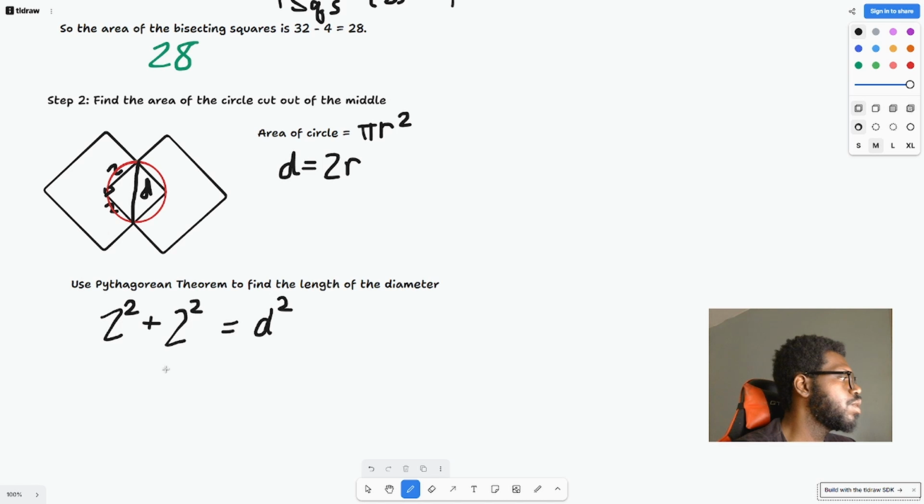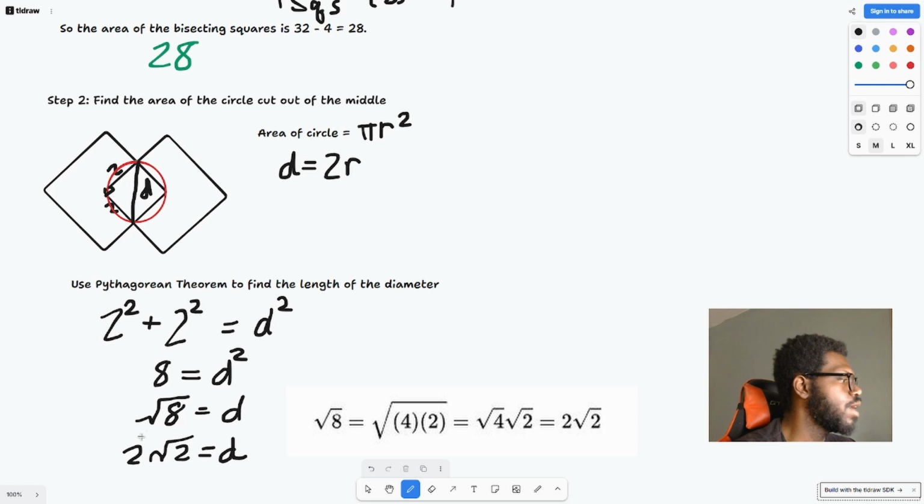2 squared is 4. 4 plus 4 is 8. Now we have 8 is equal to d squared. And we can take the square root of both sides to get that the square root of 8 is equal to d. And this is 2 square roots of 2. I just simplified this radical quickly.